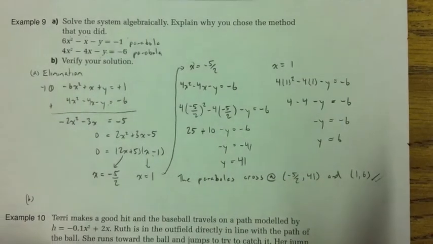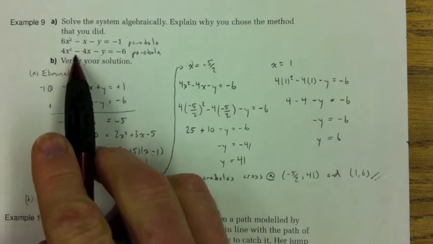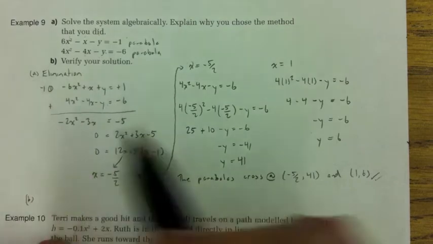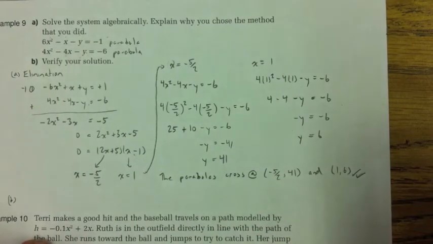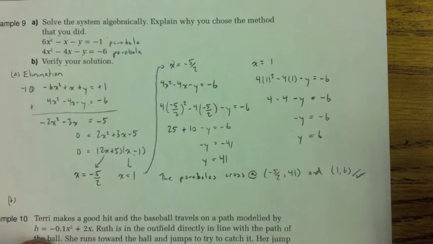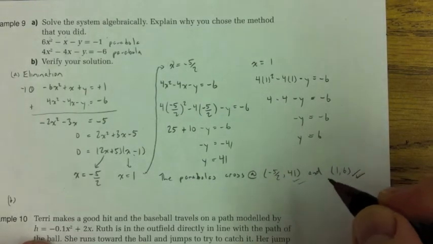Let's check it in the second equation. We've got 4 times 1 squared is 4, minus 4 is 0, minus 6 equals negative 6. So that point works in both equations. You can check the second point similarly. It's a little bit more work, but I think you'll find that it works out just as well.